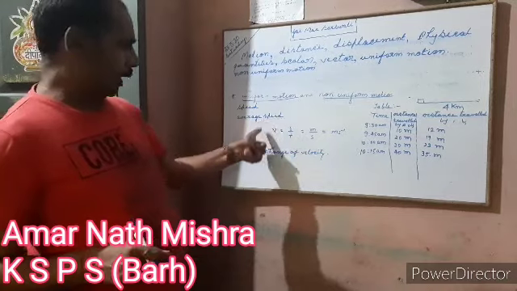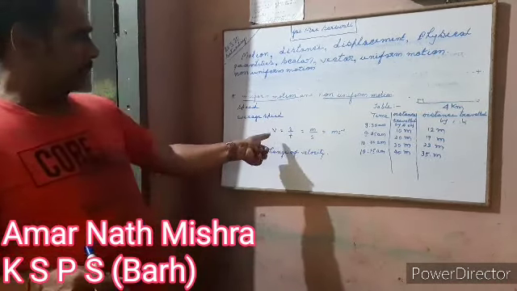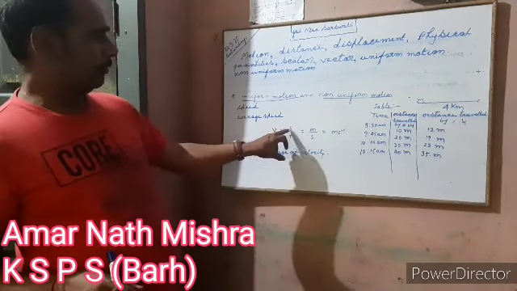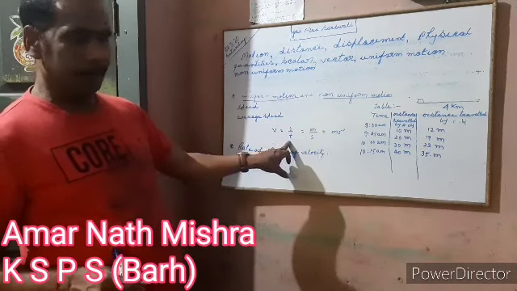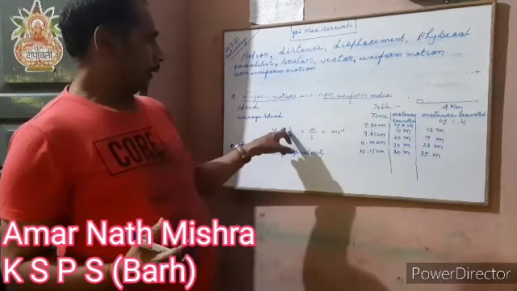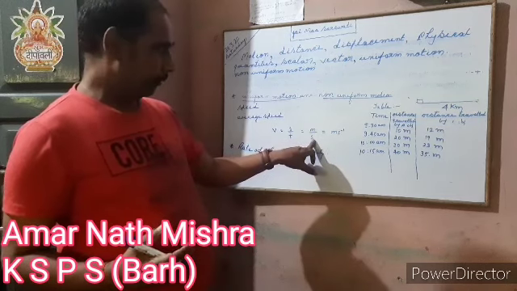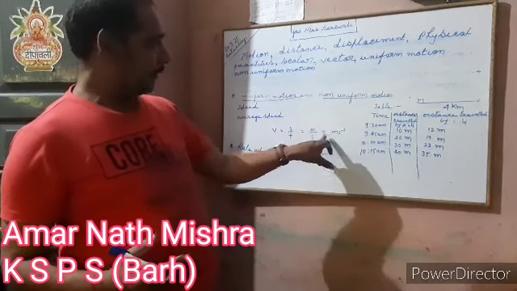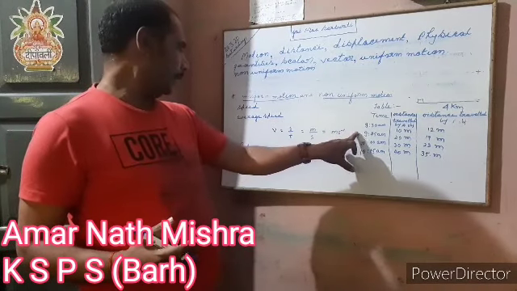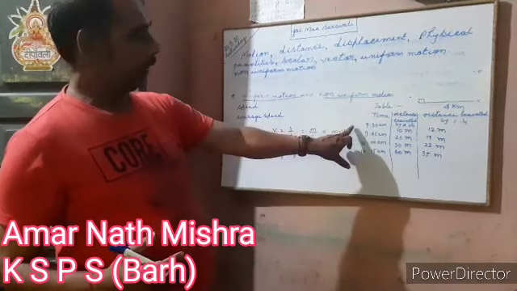But these both are indicated by v. Here is the sign of the v. V is indicated by s over t. S means distance, t means time. Now how can you measure this physical quantity? The distance is measured in meter, and time is measured in second, and thus the SI unit of speed is meter per second.